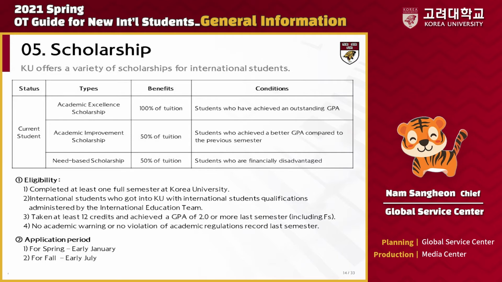The application period for fall semester is in early July, and the application period for spring semester is in early January. So please be on the lookout for the scholarship notice on the portal around these times, and follow the instructions to apply for the scholarship that you want during the given period.